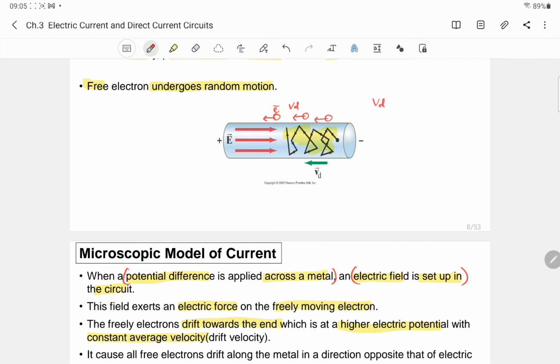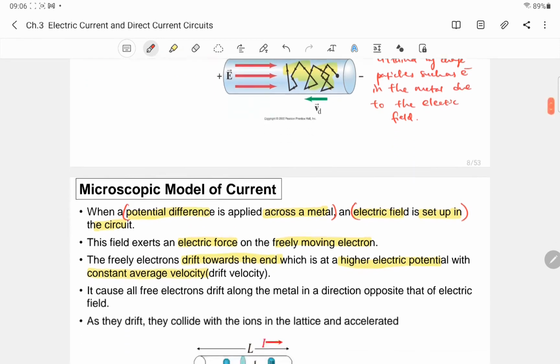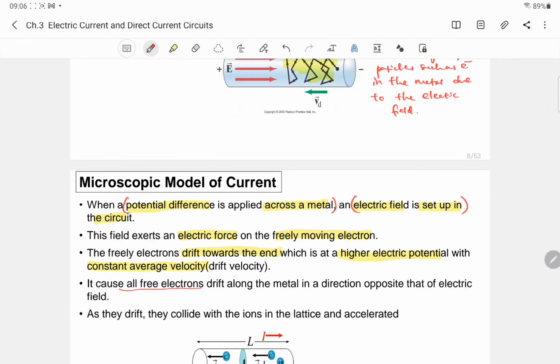Apa dia drift velocity ni? Drift velocity is the average velocity attained by such particle such as electron in the metal due to the electric field. Okay, so it causes all the free electrons to drift along the metal in the direction opposite to the direction of electric field.